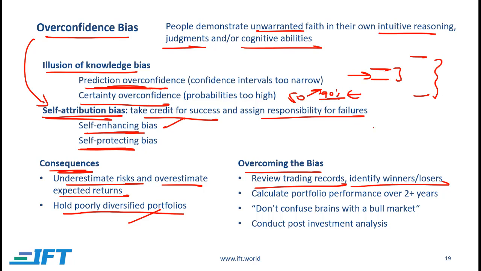So if you look back and see that you keep assigning a very high probability for a stock to go up, for example, but in the past the stock hasn't gone up that often, you can then make adjustments to your probabilities. The next is to calculate your portfolio performance over 2+ years. So again, this will allow you to look at what you predicted versus what actually happened.